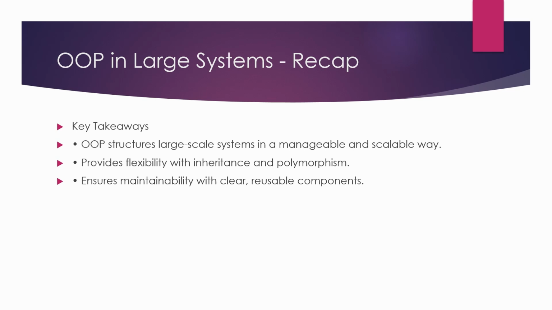To recap, object-oriented programming helps in structuring large systems in a way that is easy to manage and scale. It promotes code reusability, maintainability, and flexibility. By using inheritance, polymorphism, and encapsulation, developers can design complex systems that are easier to understand, extend, and maintain.